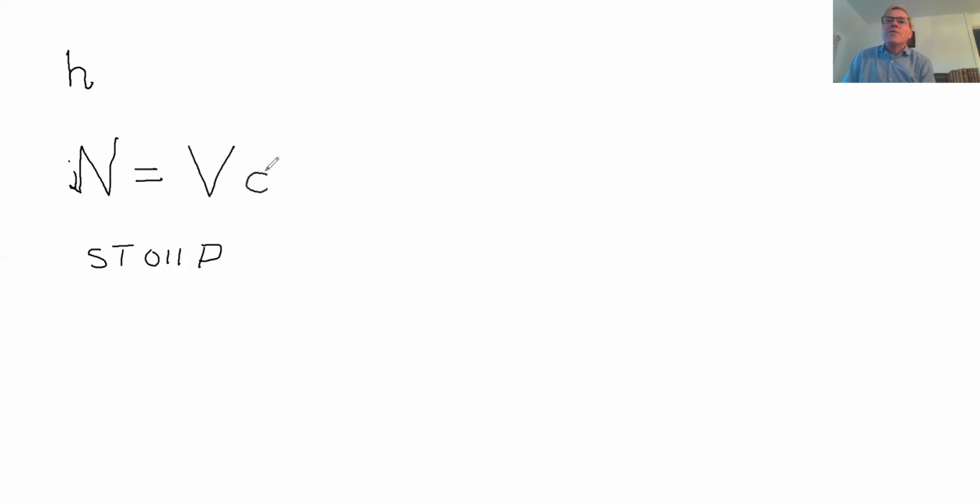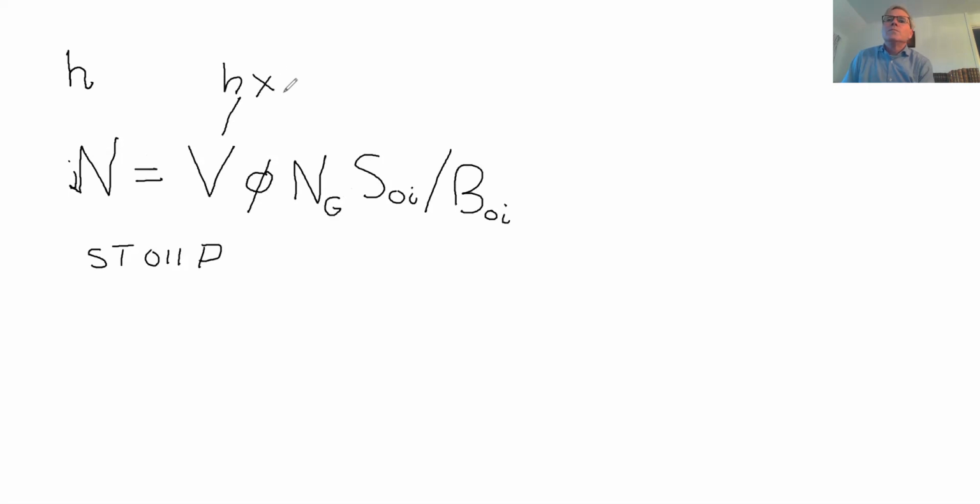And I'll just go through this. And then I'm going to define all the terms, and then we're going to go through some examples. Okay, so let's talk about the various terms. So the first term here, V, is called the gross rock volume.